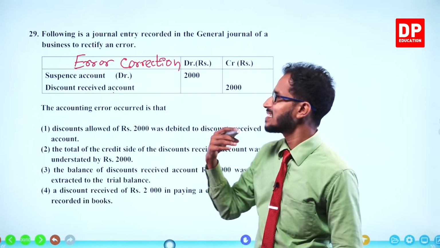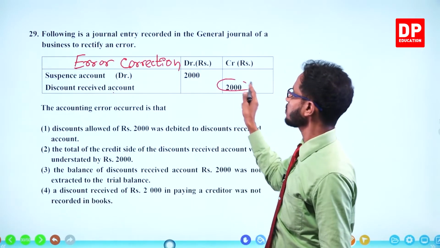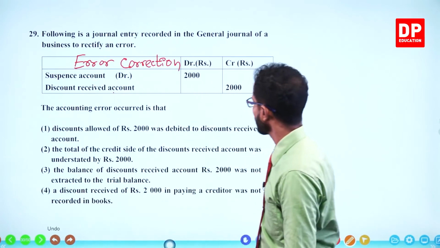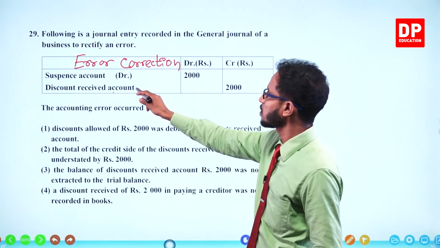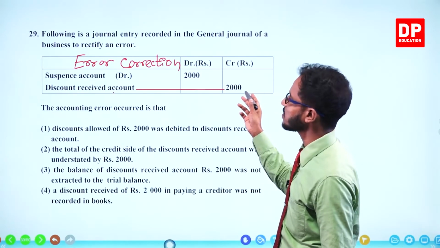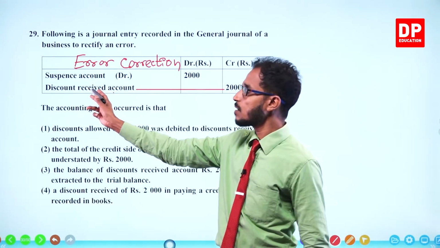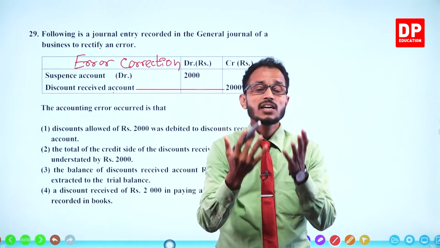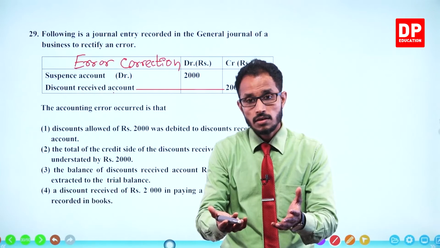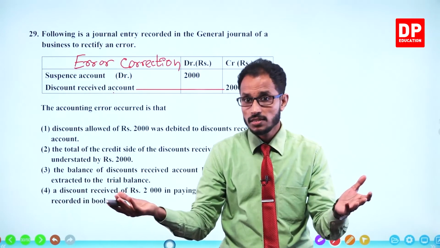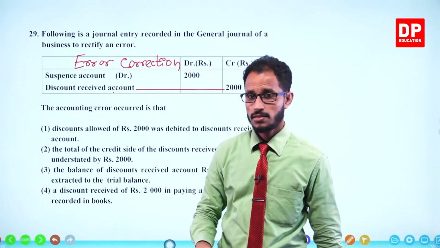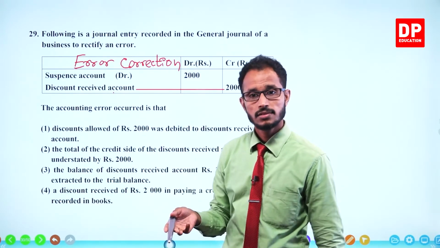Which means the discount received 2000 has not been recorded in the discount received account. That is why it is recorded now. Got it? This discount received 2000 is now recorded in the credit side of the discount received account. Previously it had not been recorded. Now it is recorded to correct that error.